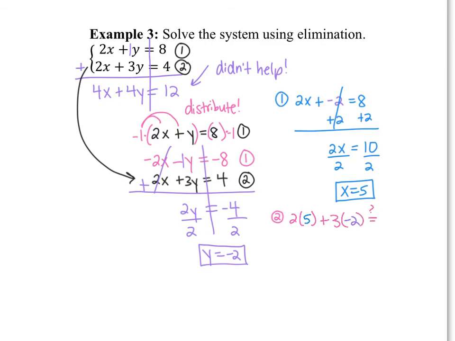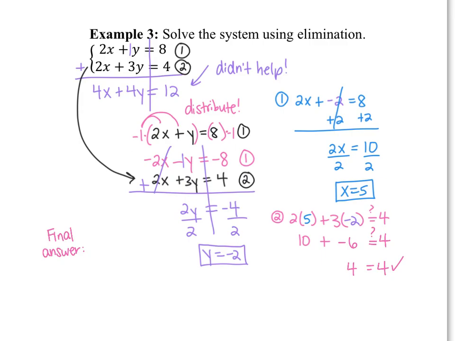Is that really equal to 4? Does that xy pair make equation number 2 a true statement? So 2 times 5 is 10, plus 3 times a negative 2 is negative 6, so plus a negative 6. Is that really equal to 4? And yes, 10 plus negative 6 is equal to 4. So we know our answer is correct.